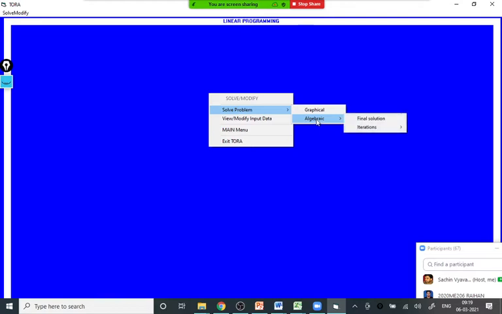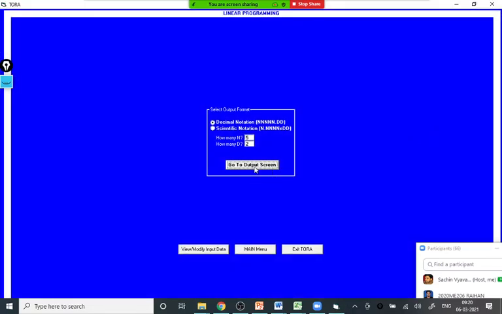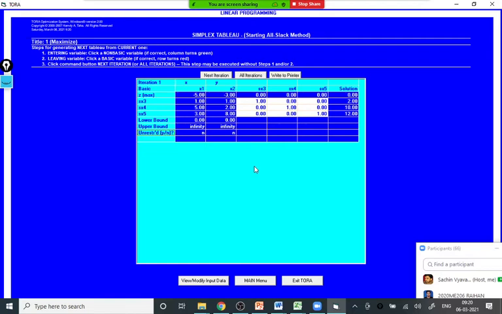Solve this problem algebraically. If we want the final solution, I can click here. If I want iterations, okay, all slack starting solution. Go to the output screen, and now you will observe this is the initial table. Here x1, x2, s1, s2, s3. These s1, s2, s3 are written as sx3, sx4 and sx5.